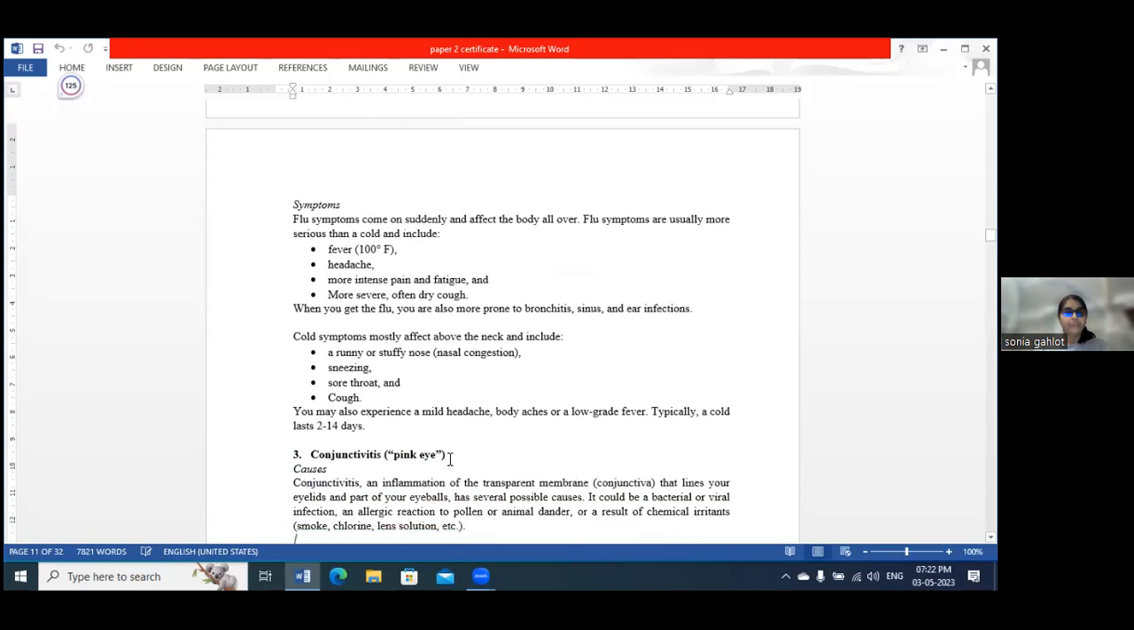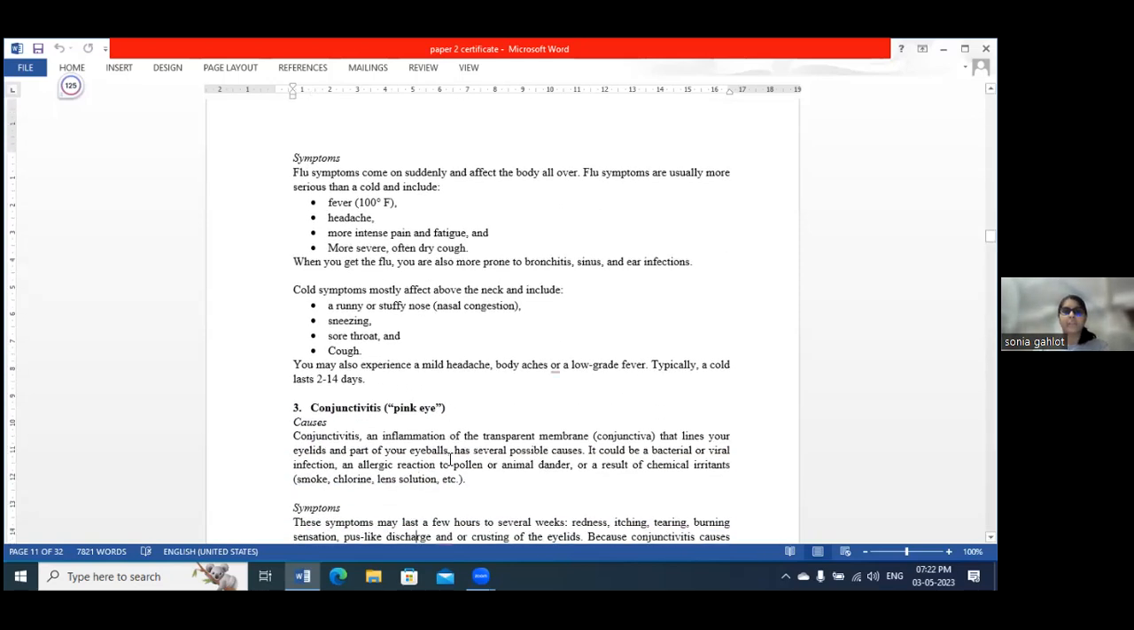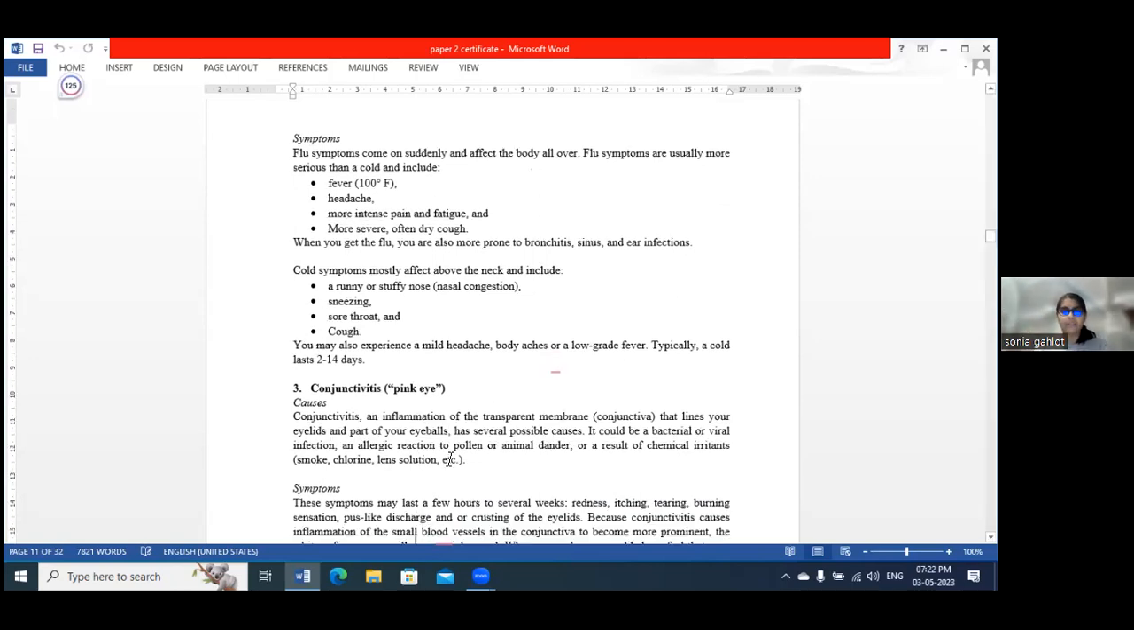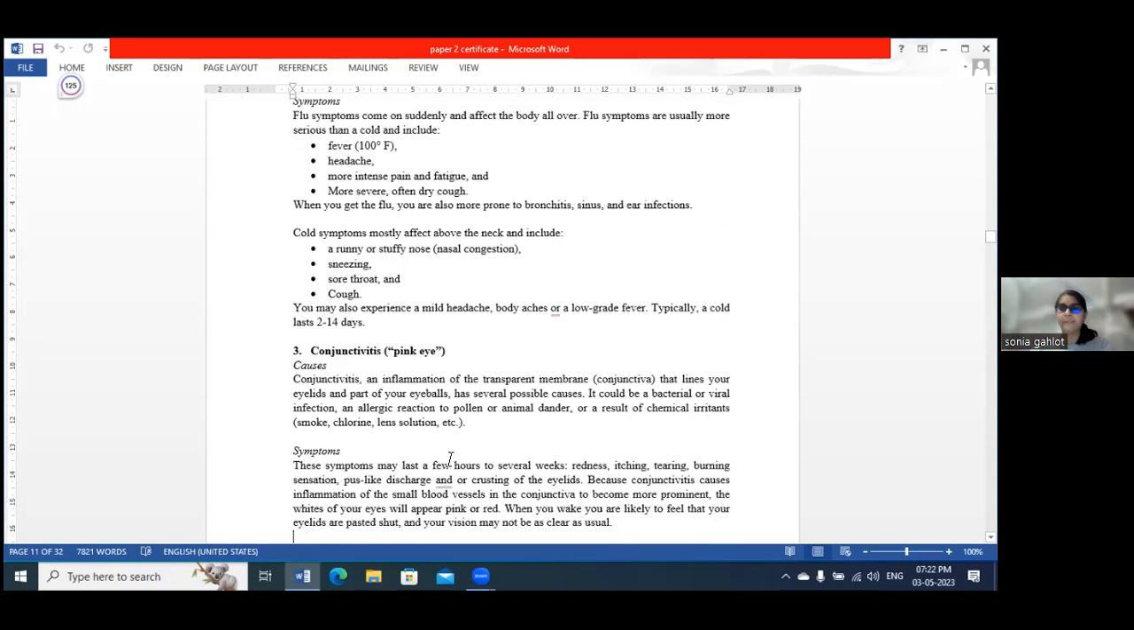And the cold symptoms are a running nose, sneezing, sore throat, and formation of cough. If I talk about cold and cough, it takes 2 to 14 days to get normal, whether you take the medicine or you do not take the medicine. That I found. That was the second illness.